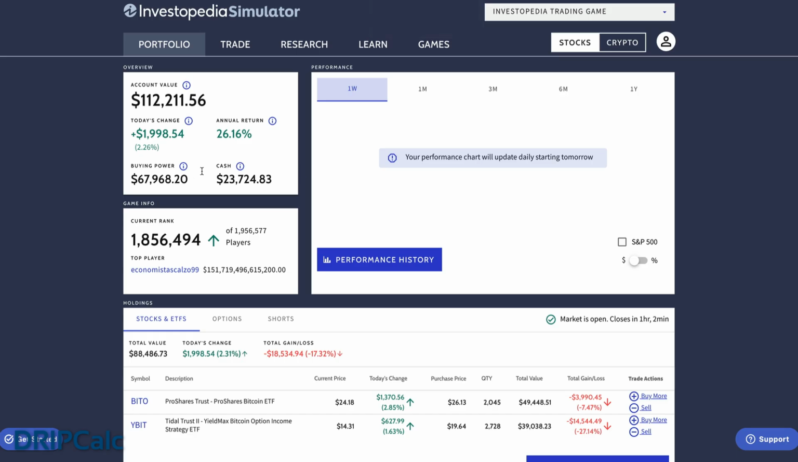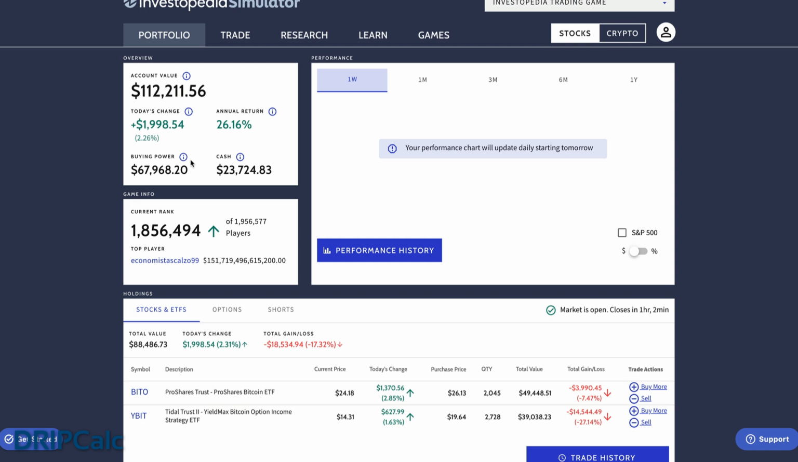So what I did, I went on to the Investopedia stock simulator. Now this is a pretty limited product, and so I kind of stopped using it. But they start you out with a $100,000 balance. It's paper trading, and I split that money into two halves, and I basically bought BITO with one half and YBIT with the other half.